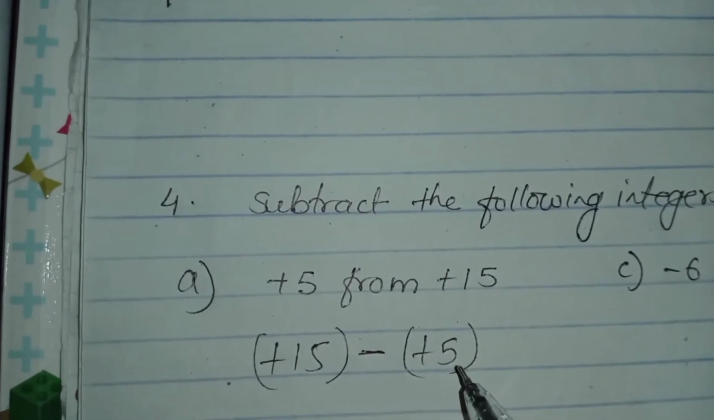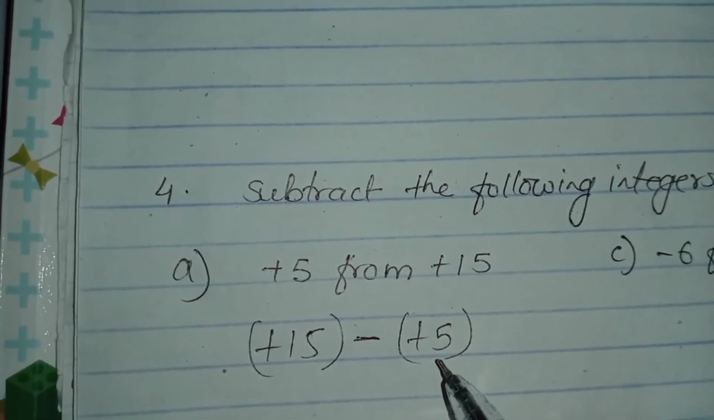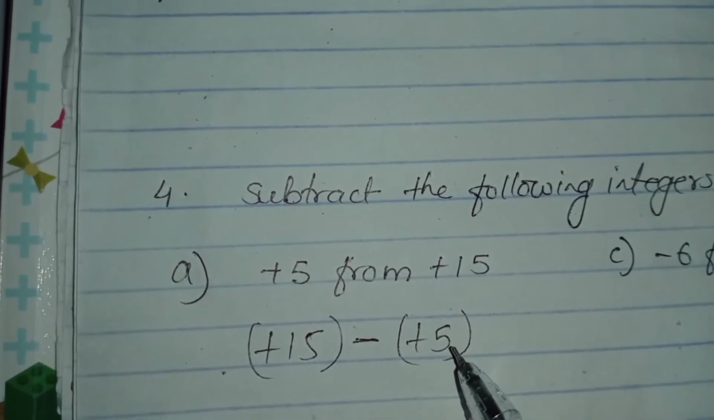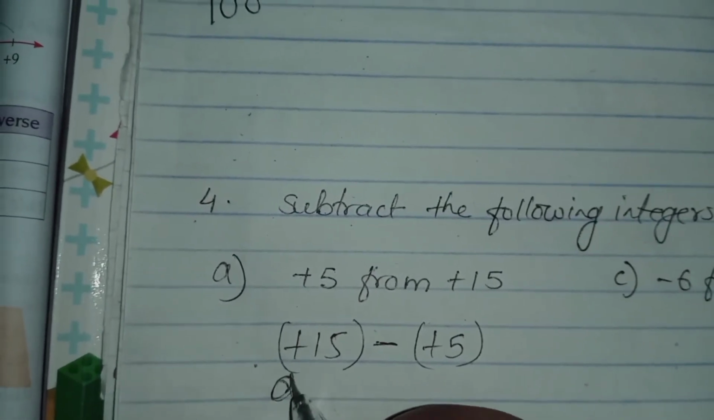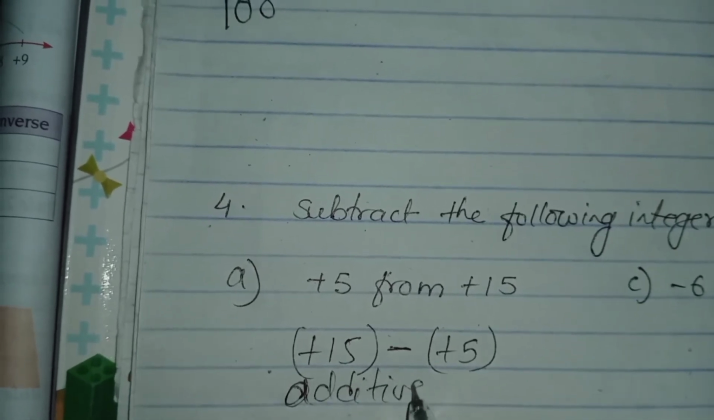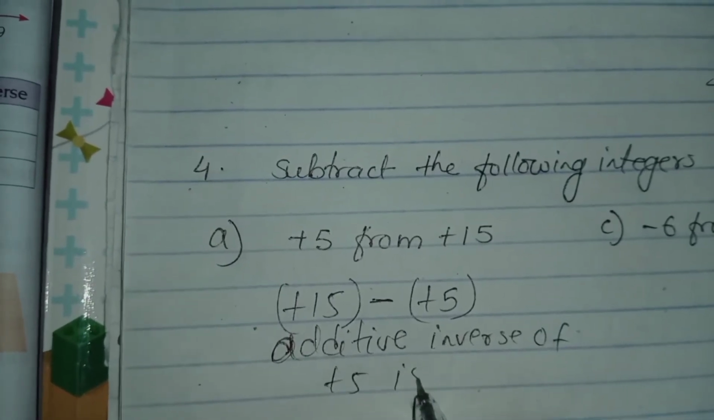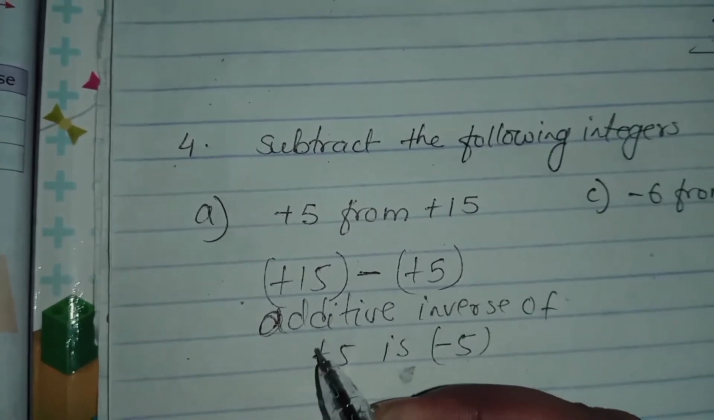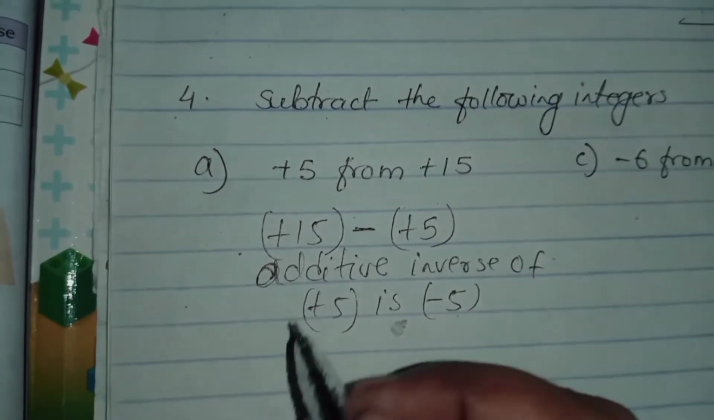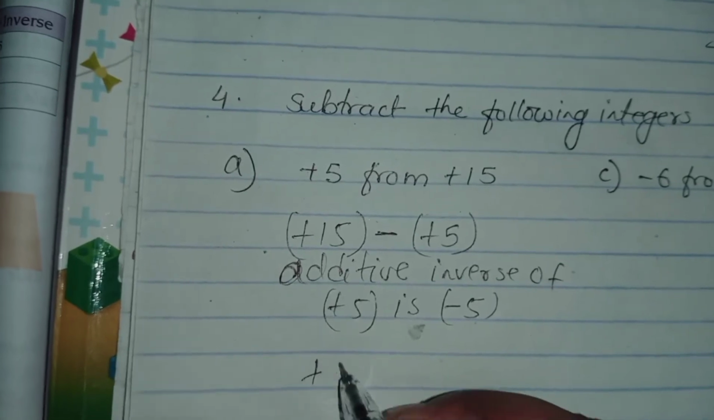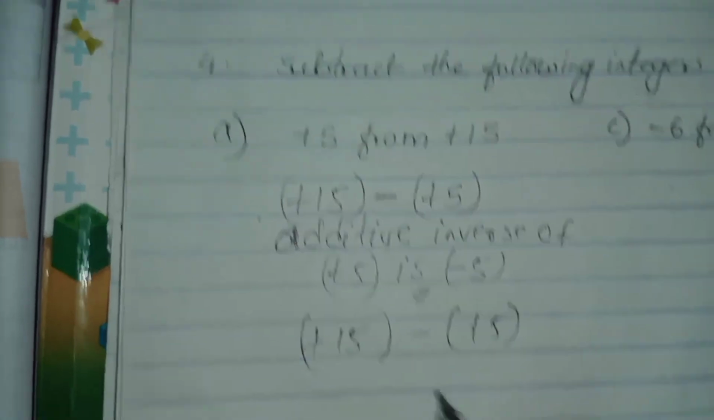Now what you have to do? We have to find the additive inverse. Additive inverse means opposite of the integer. And of which number we will find the additive inverse? Of this integer we will find the additive inverse, that is plus 5. Okay, so let me write here. Additive inverse of plus 5 is what? Minus 5. Opposite you have to write. If it is plus, minus. If it is minus, plus. So additive inverse of plus 5 is what? Minus 5. Now copy the same question. Plus 15, minus plus 5.